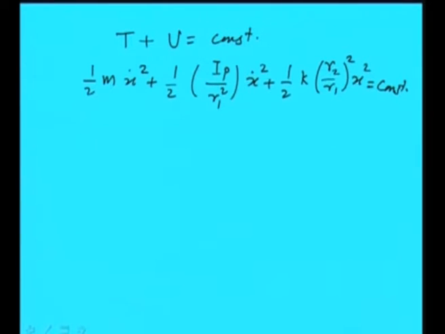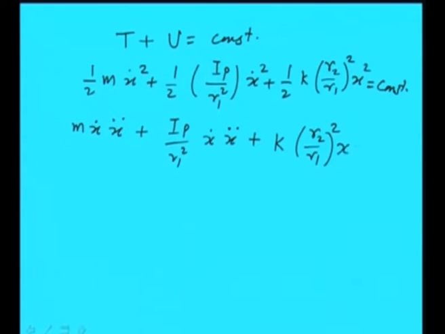If we differentiate this, we will get IP by R1 square x dot x double dot plus K R2 by R1 whole square x x dot is equal to 0. So half terms are getting cancelled during the differentiation. Here we differentiated with respect to time, so we got these terms.